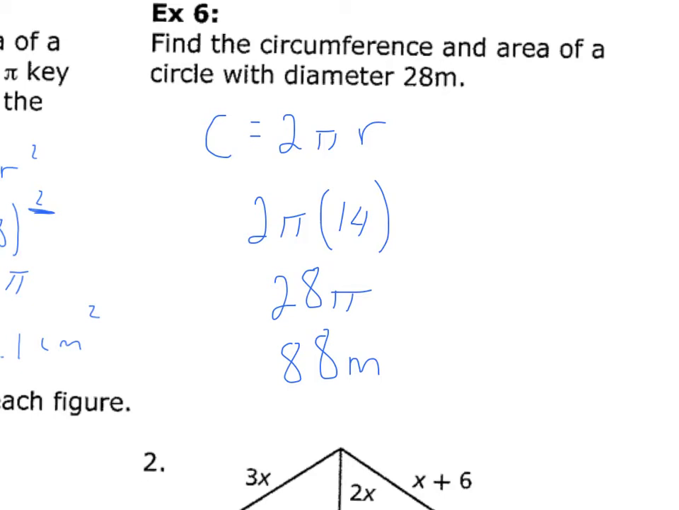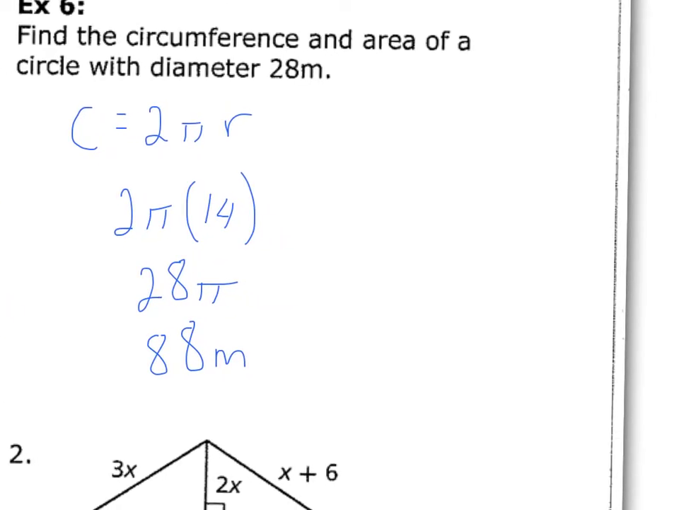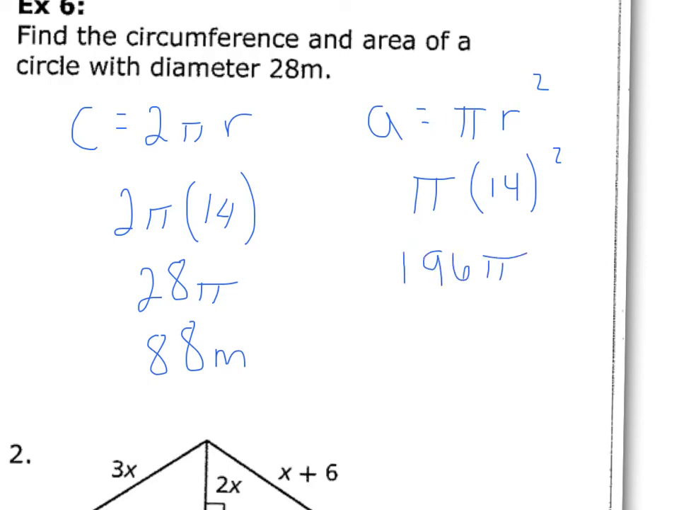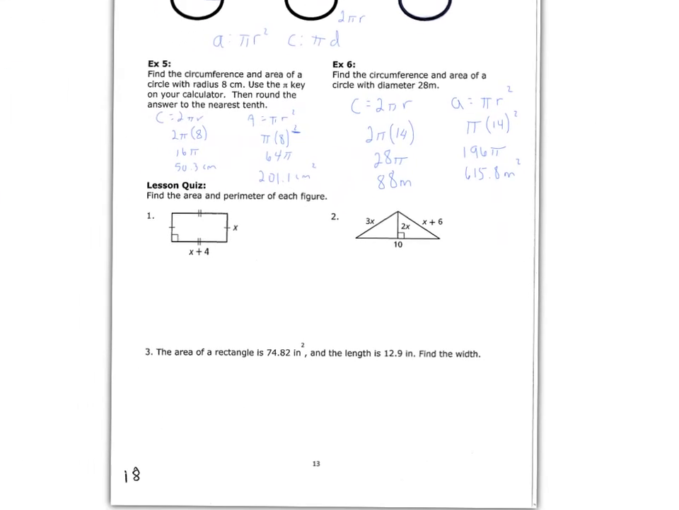Now, if you wanted to find the area, you know the area to be pi r squared. Remember, earlier we found our radius to be 14, so we're just going to plug it in. Pi times 14 squared. 14 times 14 is 196, so you have 196 pi. If you plug that in on your calculator, that gives you 615.8 meters squared.